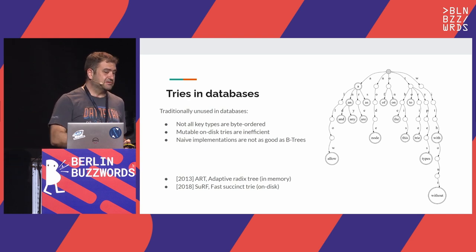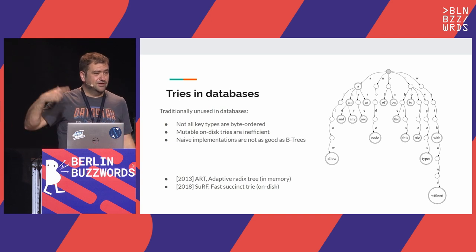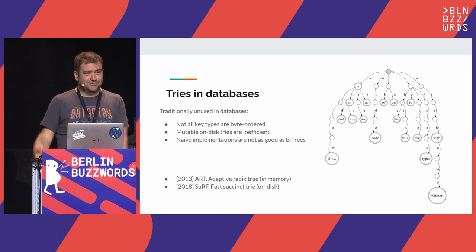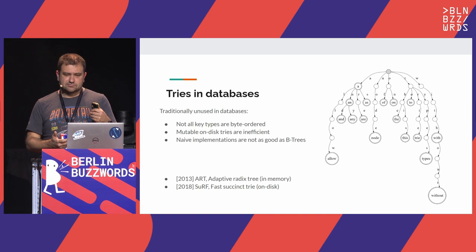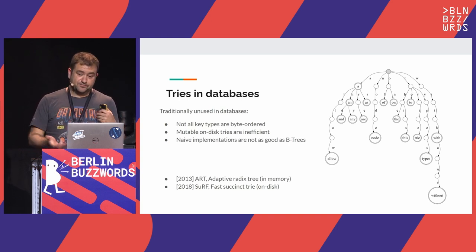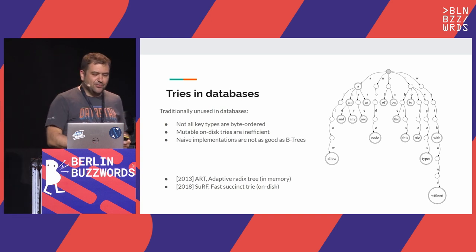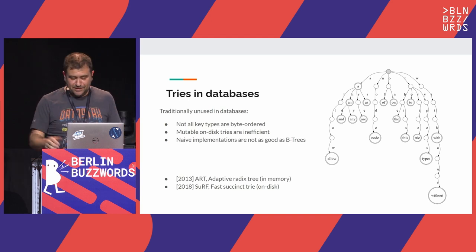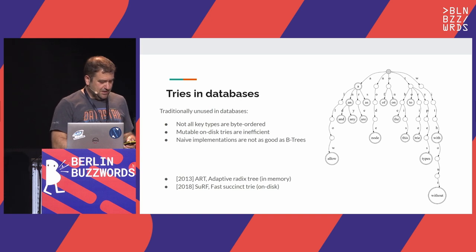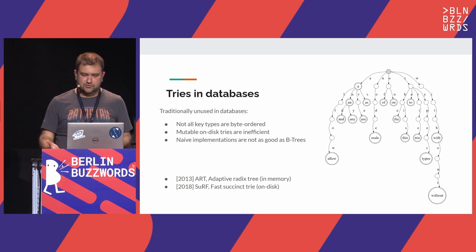Some of them are byte ordered like strings, but some of them are not. Integers, for example, because negative integers are larger in value than positive ones, you can't directly do byte order on them. Also, most SQL databases want to have their data on disk and mutate it on disk, and mutable on-disk tries are not very efficient. I don't think anybody knows of a good way to store a mutable trie structure on disk.